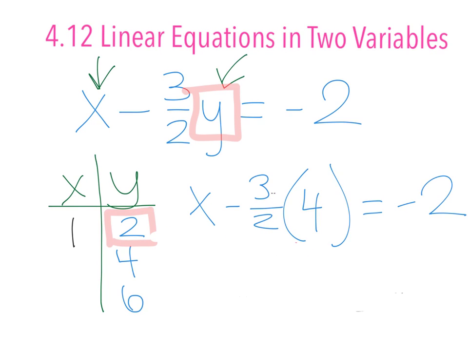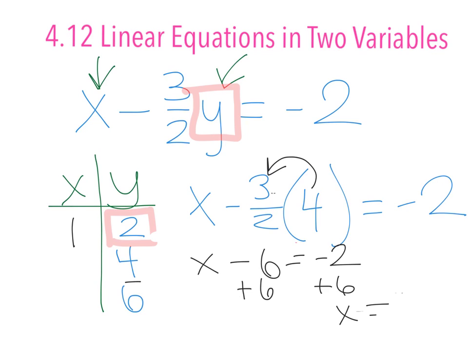Let's solve it when y equals 4. So bring down my x, minus 4 times 3 is 12, divided by 2 is 6, equals negative 2. Well, I don't want x minus 6, I want just x. I'm going to add 6 back to both sides, and x equals 4.